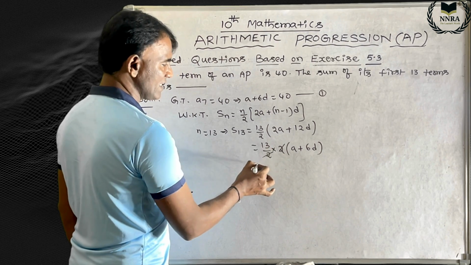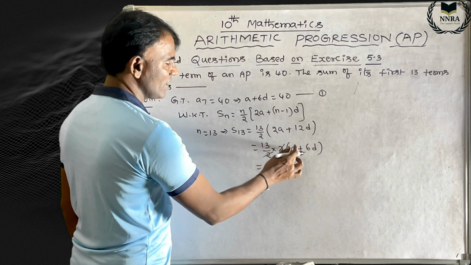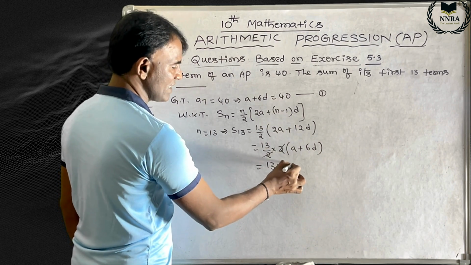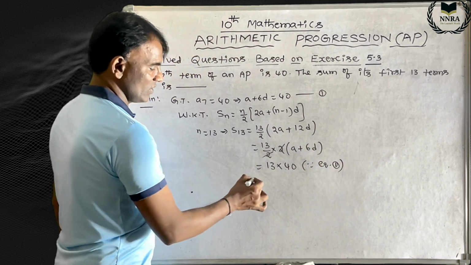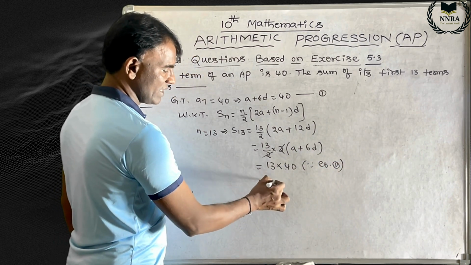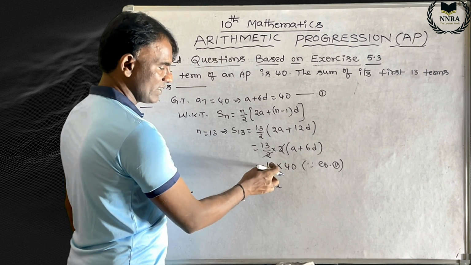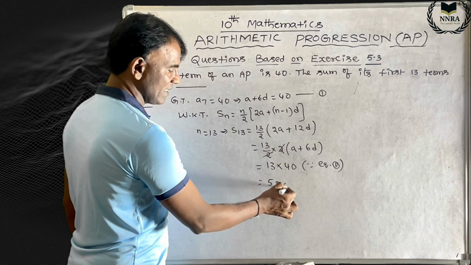Now both get cancelled, right? So 13 into a plus 6d is 40. Just write here 40, in brackets, equation number 1. So how much is it? 13 times 40: 4 times 3 is 12, 4 times 1 is 4, 4 plus 1 is 5. Then the answer is 520.